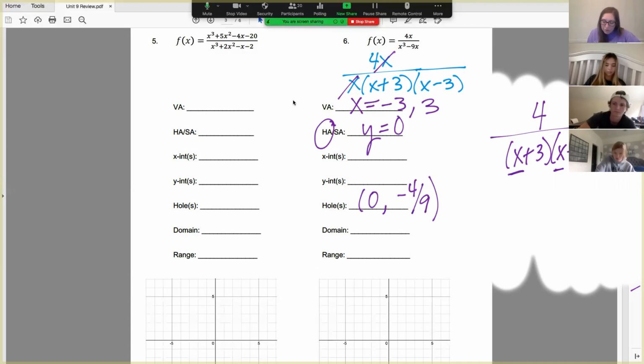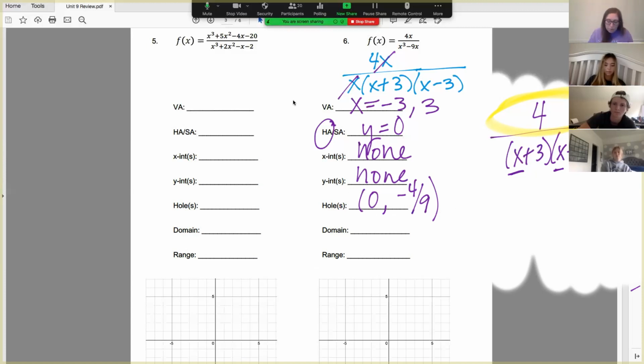For x-intercepts, I set the numerator equal to 0. That ends up being 4 equals 0, which doesn't make sense, so I don't have any x-intercepts. If it's just a number on top, then I have none. Y-intercepts, if you plug in 0 for x, you end up getting negative 4 over 9. But that's my hole, so I can't have a y-intercept and a hole in the same place. You can either write it out and then cross through it, I think that's what I did on the key, or you can just say none. It's up to you.